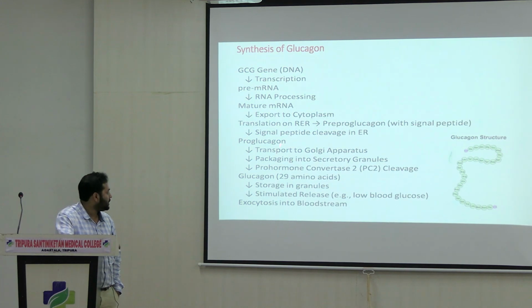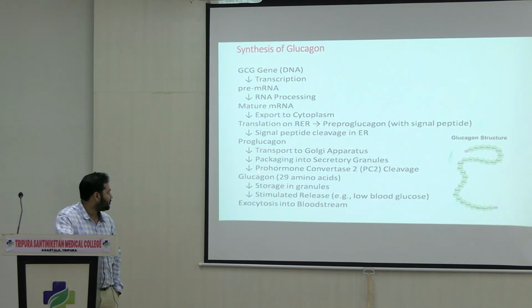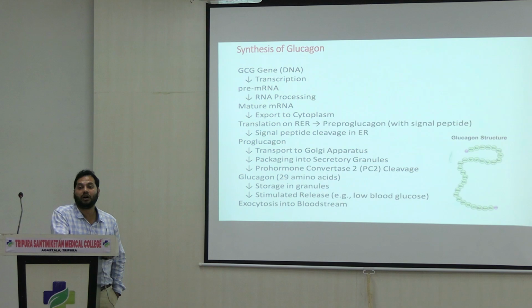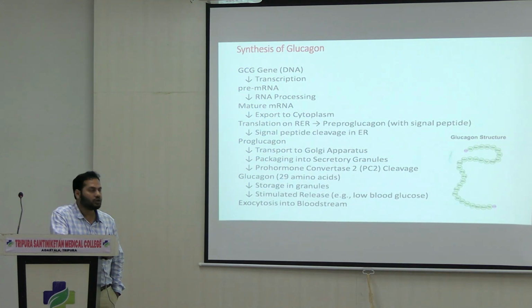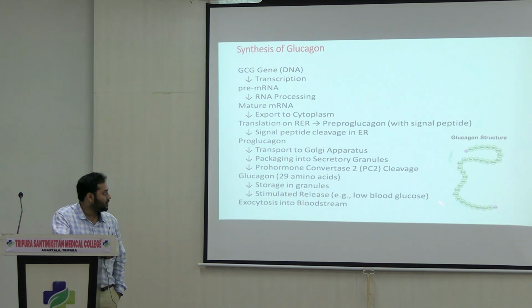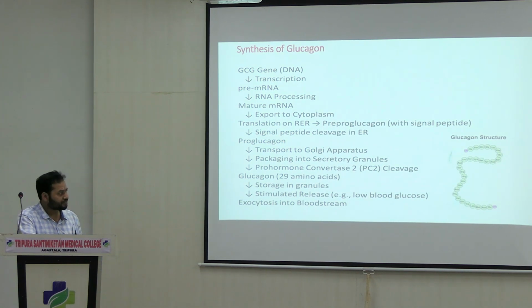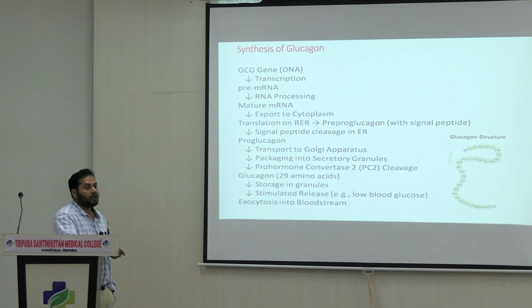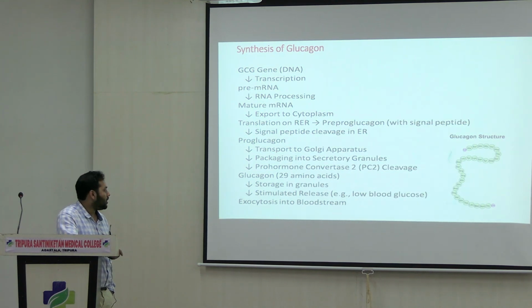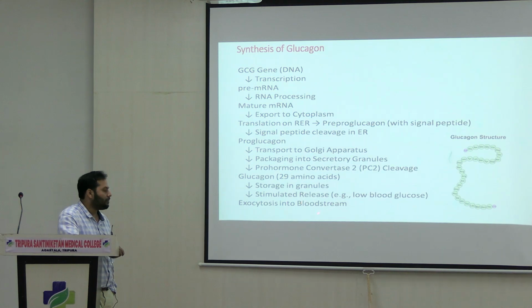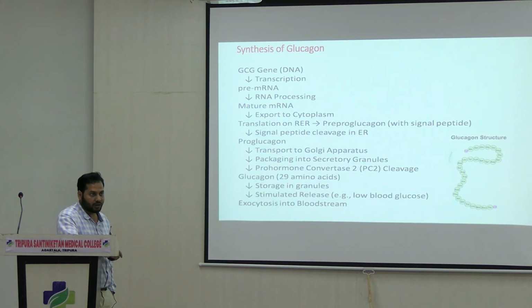Obviously, each and every step is important for the synthesis of the active form of the glucagon hormone, which has a certain number of amino acids. You can see the chain-like structure of the glucagon hormone here, with one N-terminal end and one C-terminal end. Now, the synthesis is already completed, and the hormones are in the bloodstream.